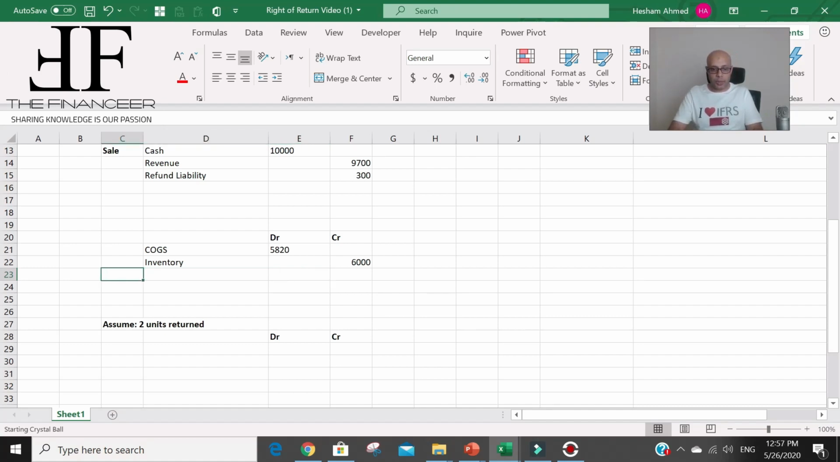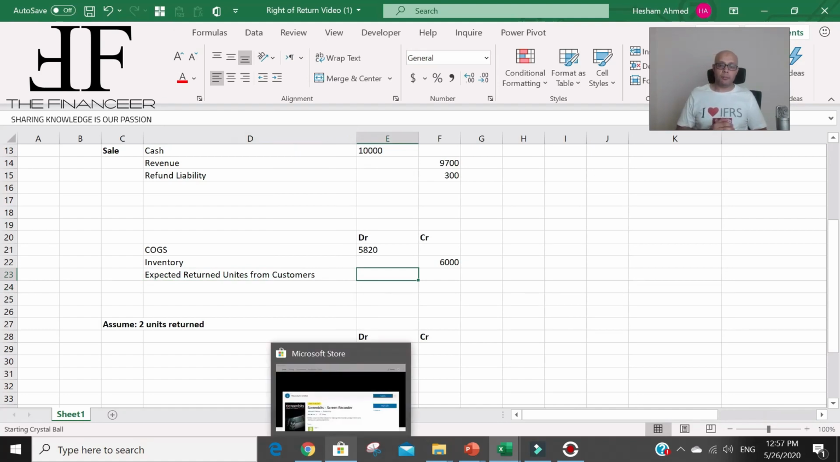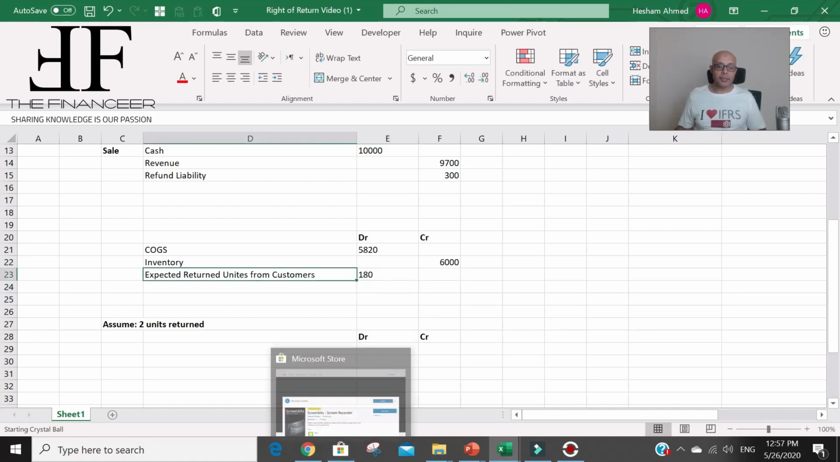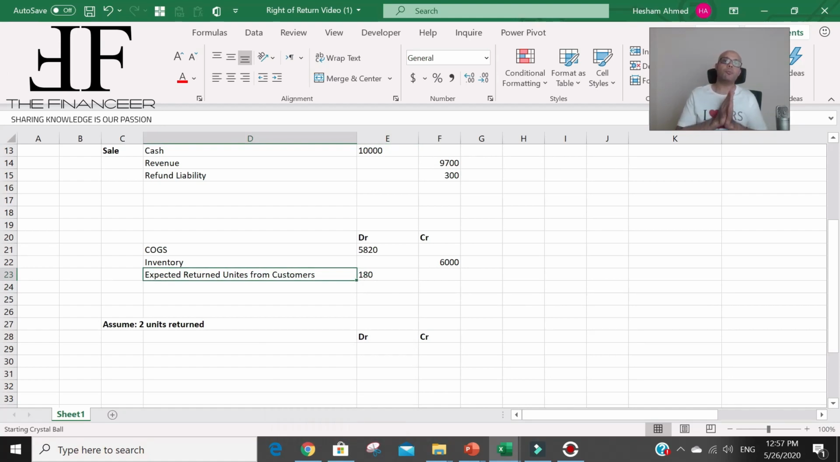So I'm going to say here, expected returned units from customers. How much is it? I'm expecting 3 units. 3 units that I'm expecting to receive from the customers based on the COGS, on the cost of each unit. How much is the cost? It's 60. So now you are going to debit this asset, and this will be one of the assets that you are going to recognize in your balance sheet.